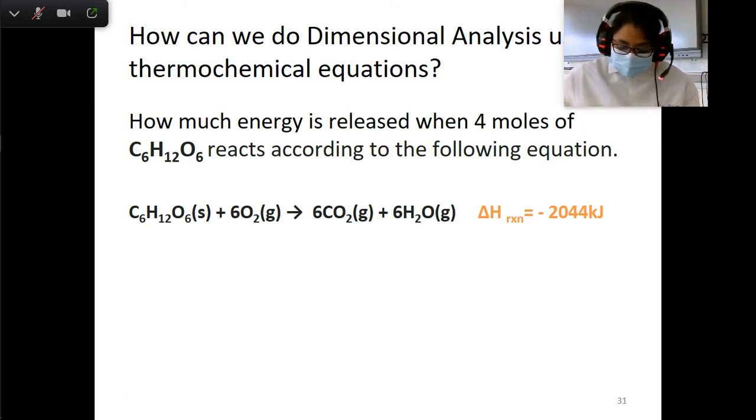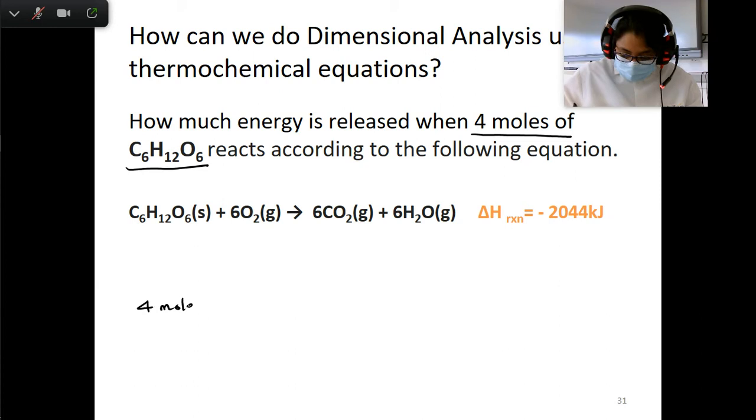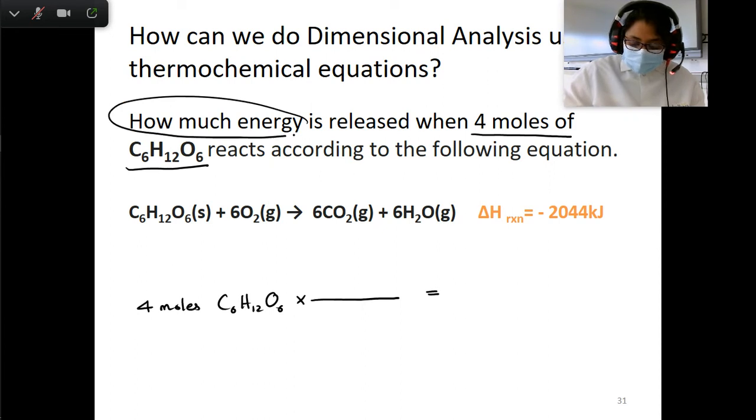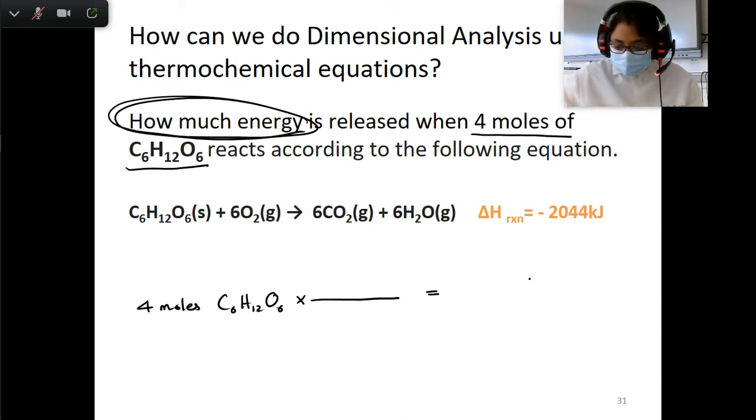Here's the first problem. How much energy is released when 4 moles of glucose reacts according to the following equation? So I have this chemical equation. You might be like, where do I start? You start by reading the problem, okay? It says 4 moles of C6H12O6. So you write that down. 4 moles C6H12O6. Then you write your multiplication sign, your line, your equal sign, and the question is asking for how much energy. So we know that our answer must be energy, and the answer is going to be kilojoules.